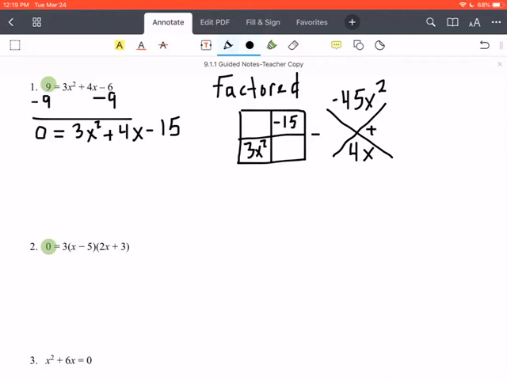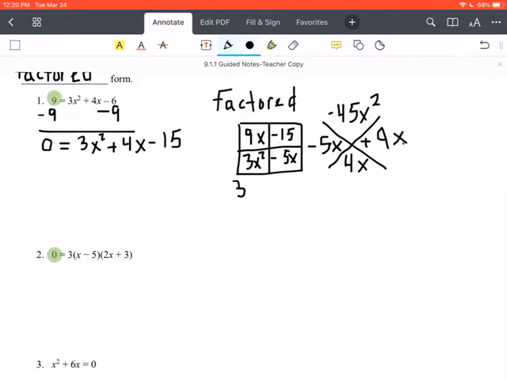So we know one has to be negative, one has to be positive, but they add to be 4x. So I think that we are going to have to use 9x and negative 5x. Because in this case, we're really thinking about subtraction. 9 minus 5 is 4. So we have negative 5x, and we have our 9x. And let's go ahead now and look at the GCFs of the rows and the columns. So the GCF of the first row is going to be 3x.